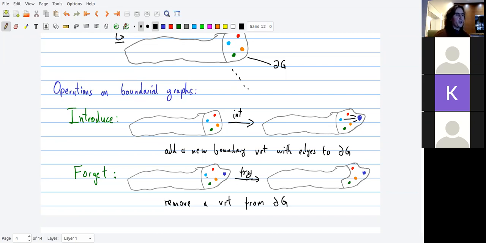Another simple operation is the forget operation. I just remove some vertex from the boundary. For instance, here you've got this pink vertex. Maybe I do not need it anymore, so I just forget it from the boundary. The underlying graph stays the same; it's just that the boundary changes.